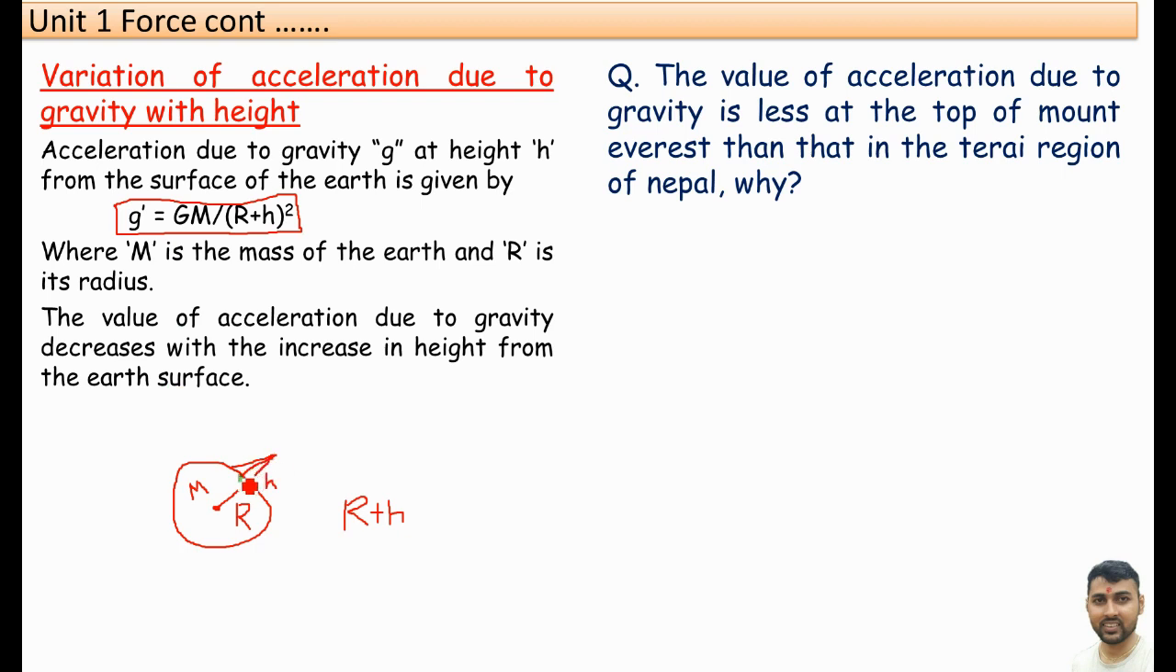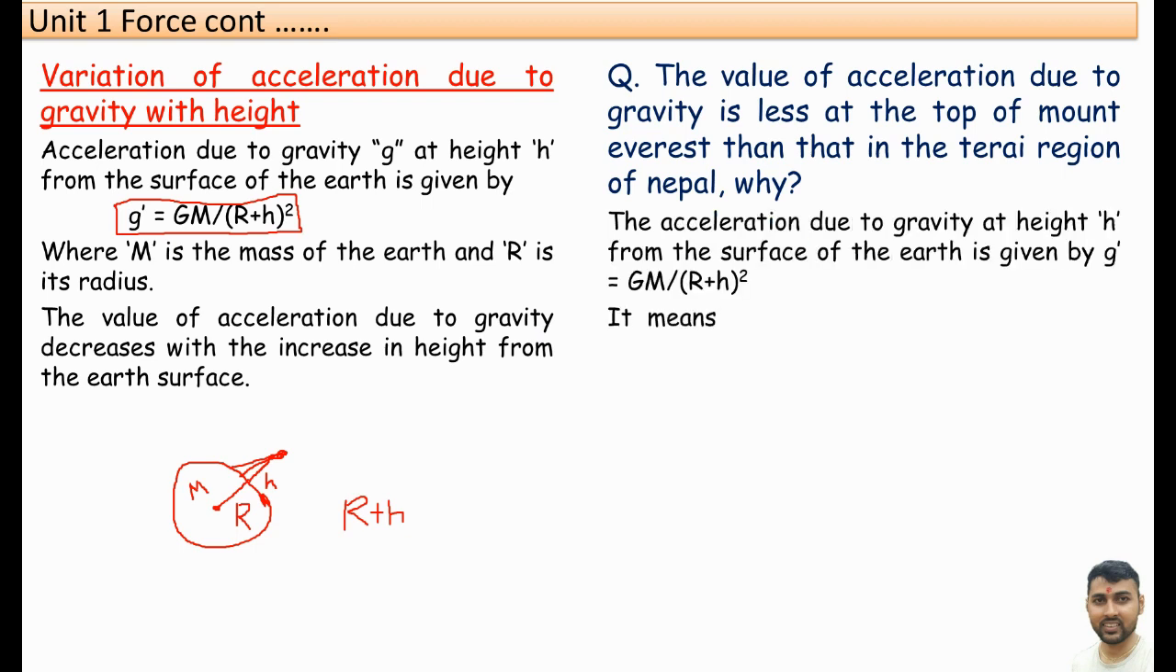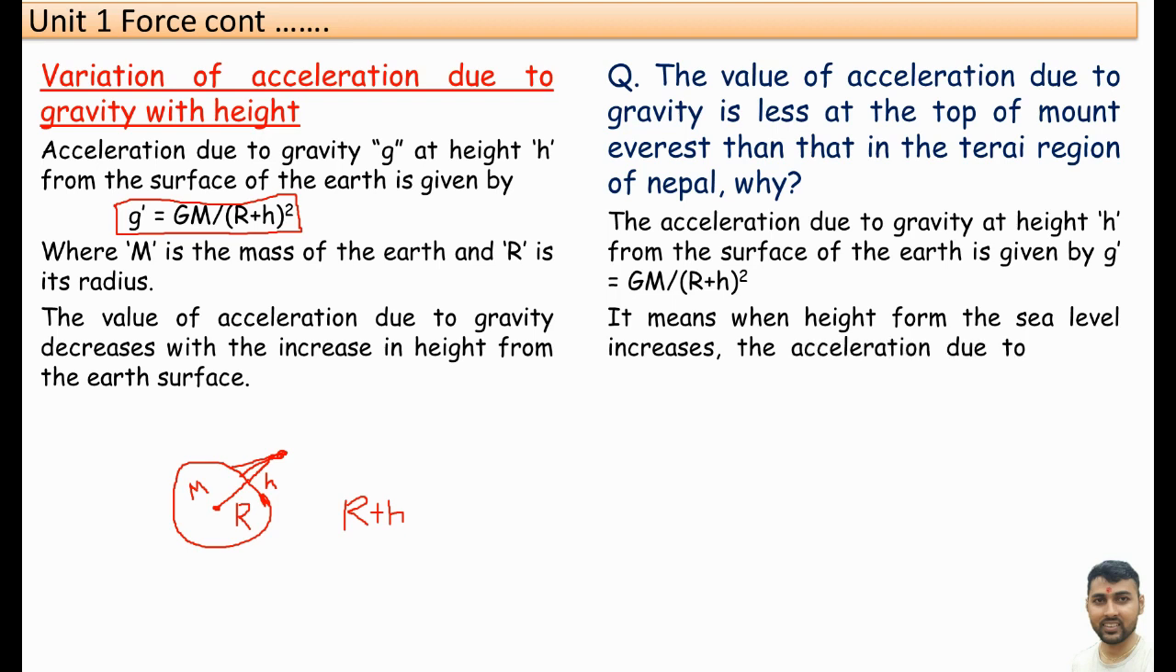Write down one question. The value of acceleration due to gravity is less at the top of Mount Everest than that in the Tarai region. Suppose this is Mount Everest. Acceleration due to gravity is less at the top of Mount Everest than that in the Tarai region of Nepal. Why?